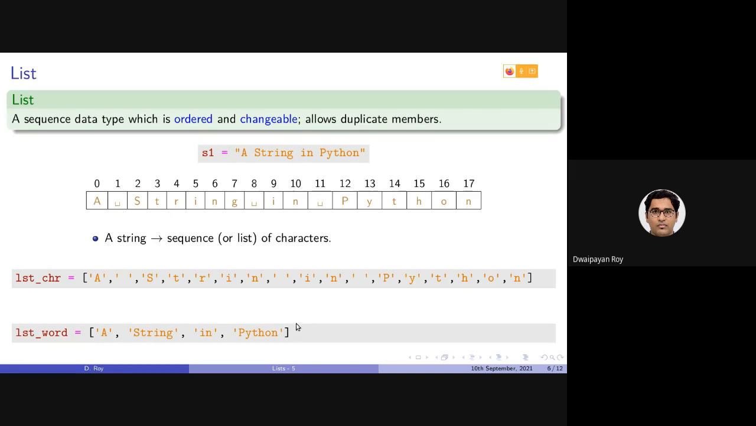So to sum things up, this is a string which is stored in this manner. The corresponding list, if we want to store the individual characters of this string in a list, would look like this, where the individual items will each be a single character, which are again substrings. Another way is to store the individual words as individual items in the list as well.